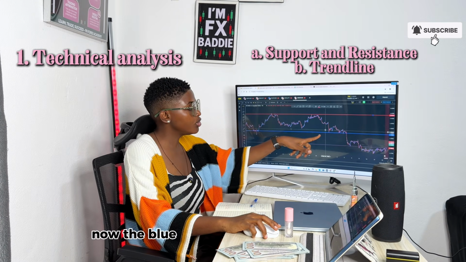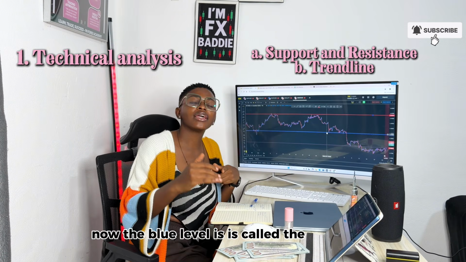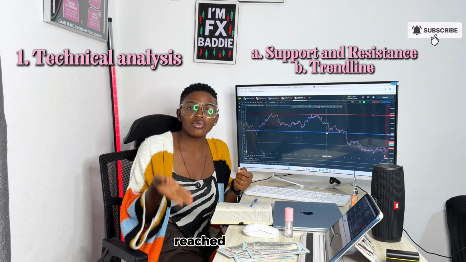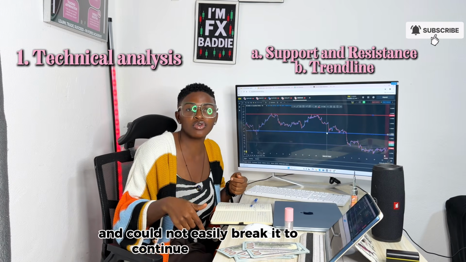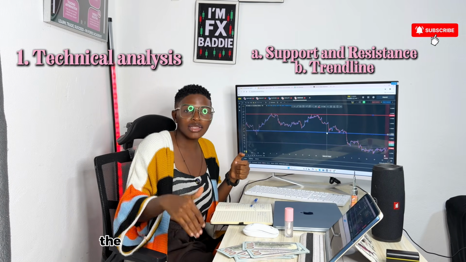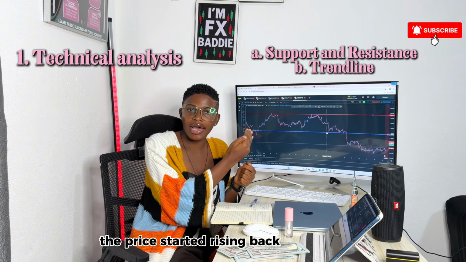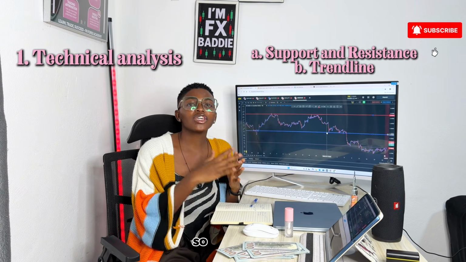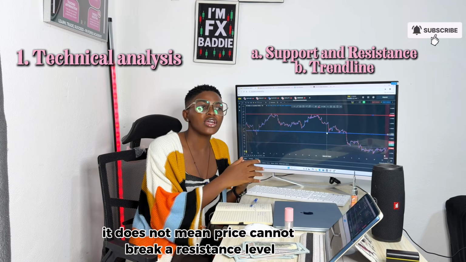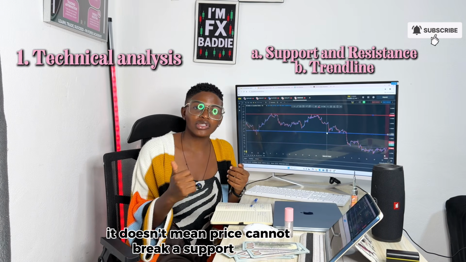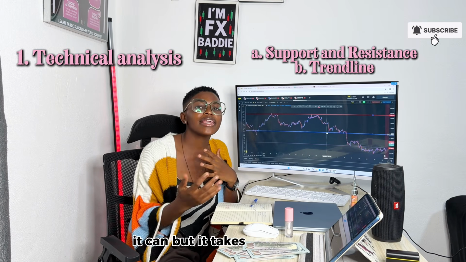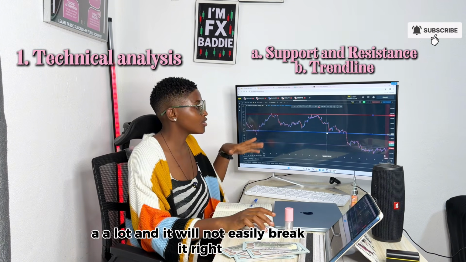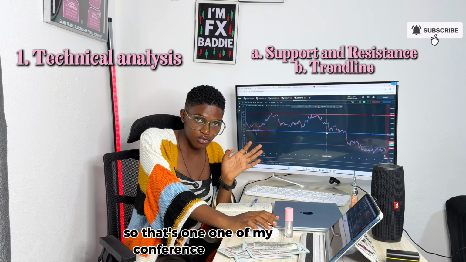Right now, the blue level is called the support level. The support level is the lowest level that price has gone down to, reached, and could not easily break to continue going down. So at the support level, the price started rising back up. So at the support level, we buy. It does not mean price cannot break a resistance level. It doesn't mean price cannot break a support level. It can, but it takes a lot, and it will not easily break it. So that's one of my confluences, technicals.